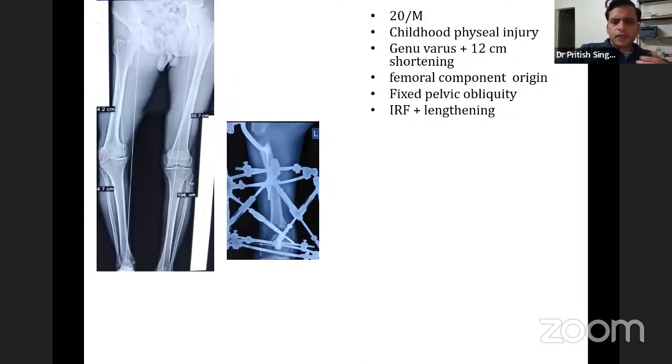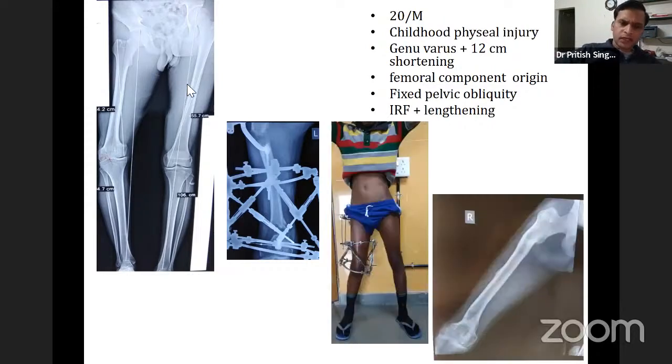This is a case of a 20-year-old male with a childhood physeal injury in the distal femur. There was shortening and there was a varus deformity in the distal femur. So he was again treated by Ilizarov ring fixator and some lengthening. We did lengthening in the proximal femur, as well as some lengthening in the distal femur using the Ilizarov ring hexapod.